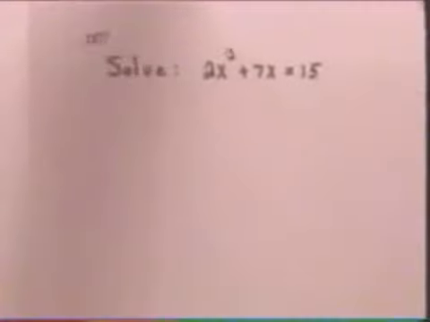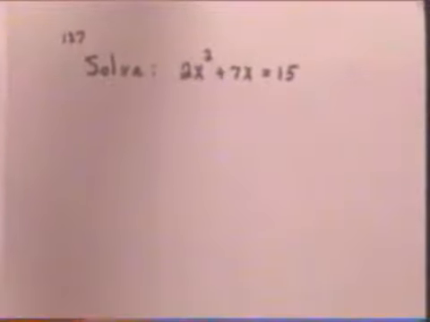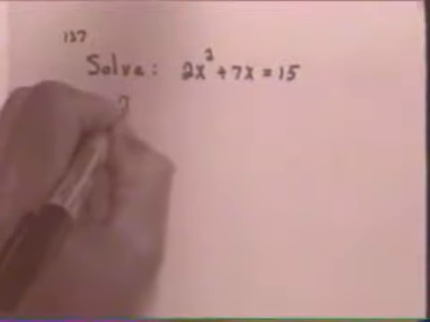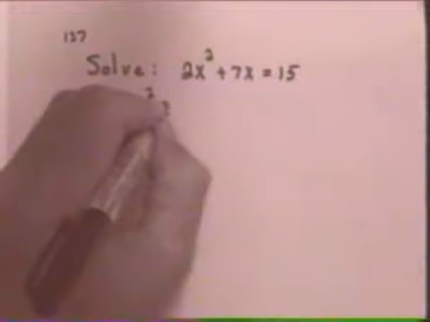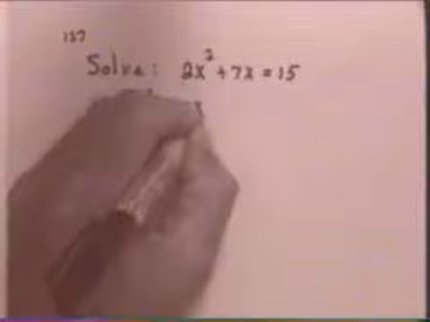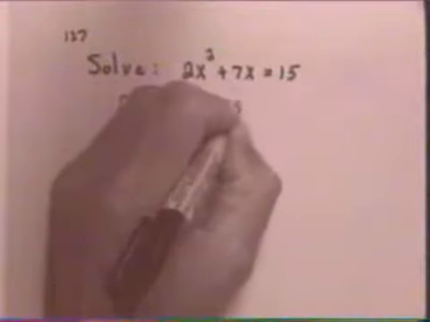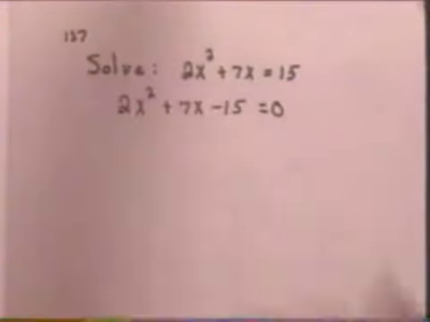Let's look at an example. Let's solve 2x squared plus 7x is equal to 15. My first step is to put it in standard form. So I get 2x squared plus 7x minus 15 is equal to 0. I added a negative 15 to both sides to get it in standard form.